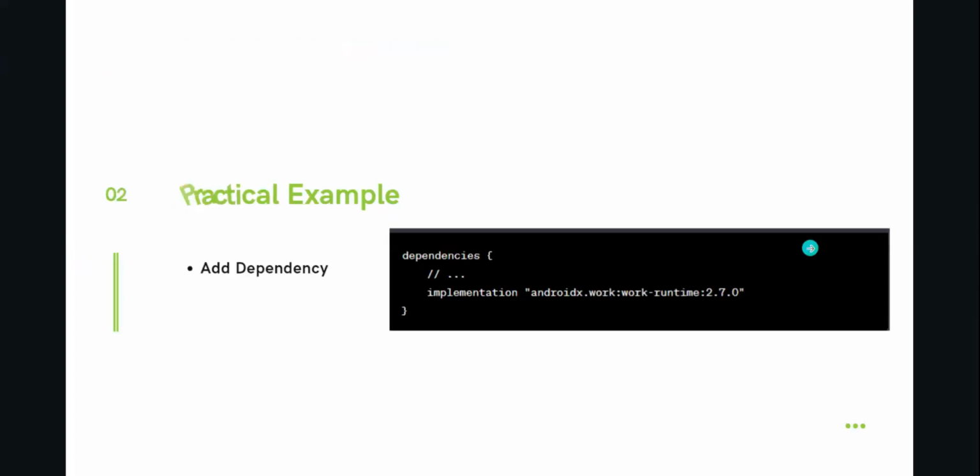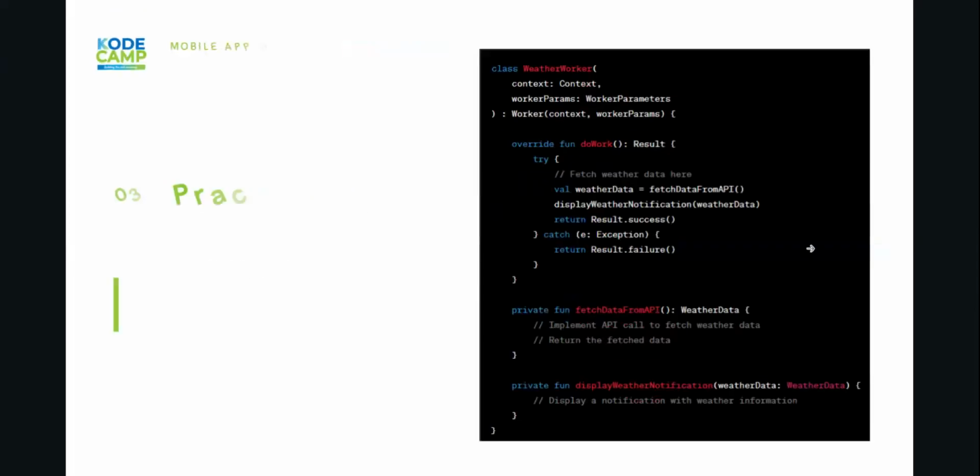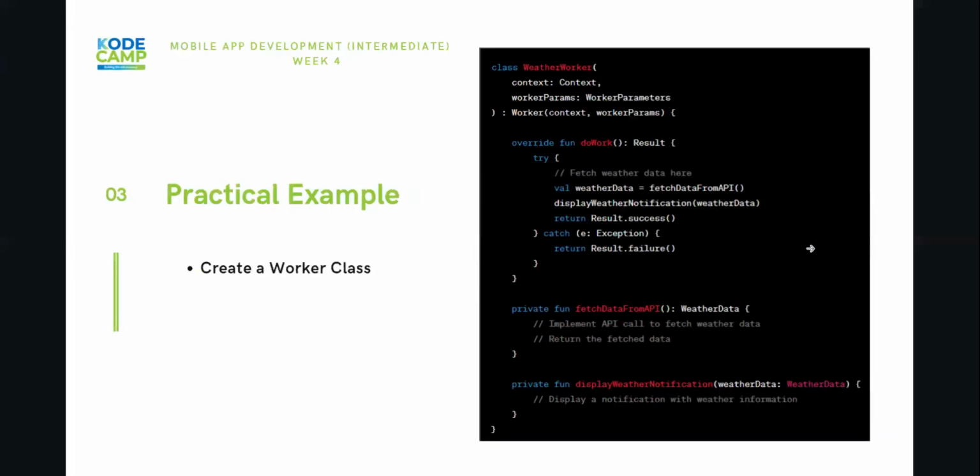After adding your dependency, the next thing is to create a worker class. You can see that from this example. You just create a class. This is just an example where we're painting a scenario in which we're fetching a weather API, fetching the weather forecast for the day or the week or something like that. It's basically just a test.